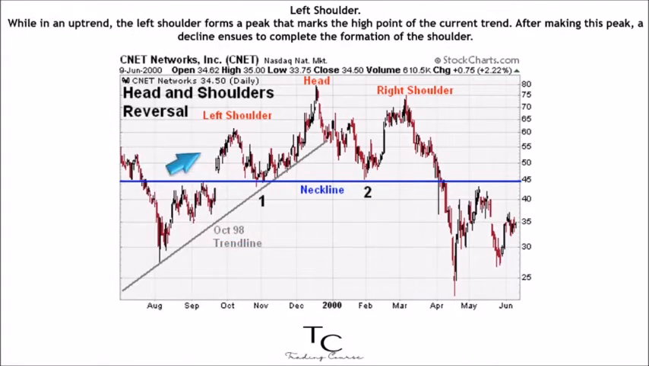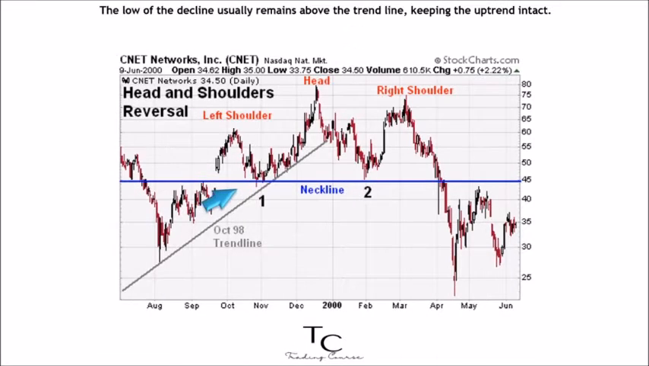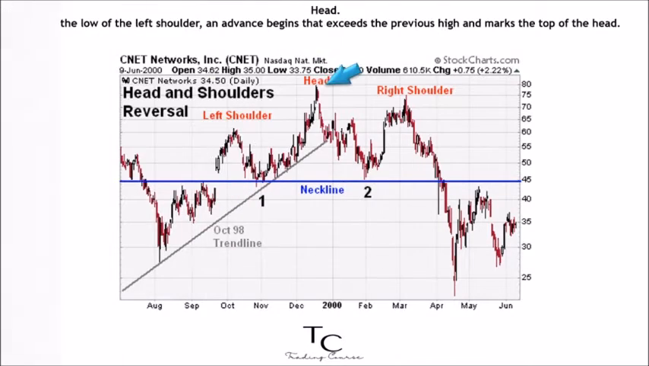that matter. Left shoulder. While in an uptrend, the left shoulder forms a peak that marks the high point of the current trend. After making this peak, a decline ensues to complete the formation of the shoulder. The low of the decline usually remains above the trend line, keeping the uptrend intact.